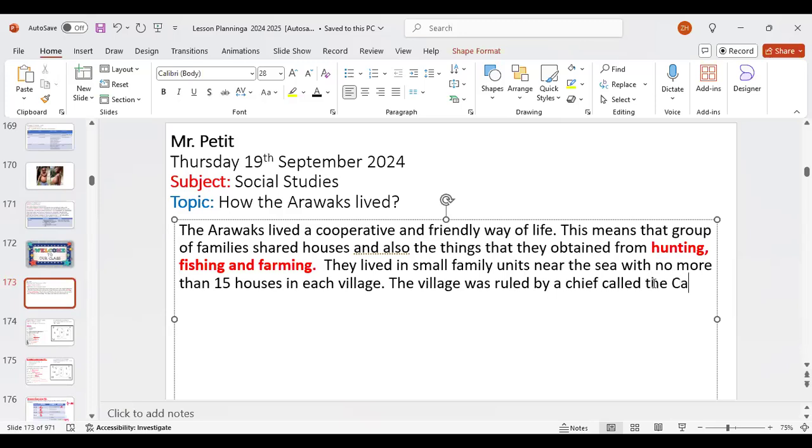C-A-C-I-Q-U-E. How do we spell cacique? C-A. What else? C-I. Q-U-E. Very good. C-A-C-I-Q-U-E. That's the cacique. All right.